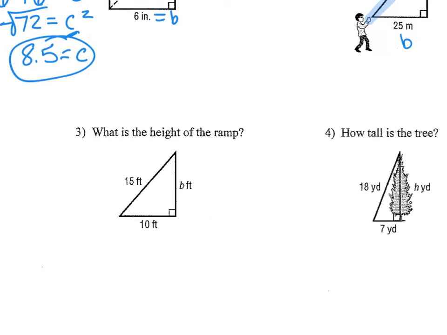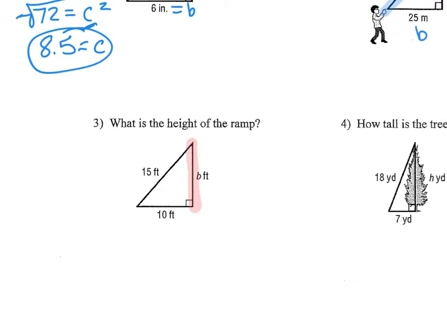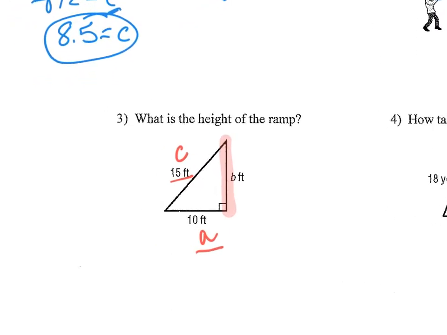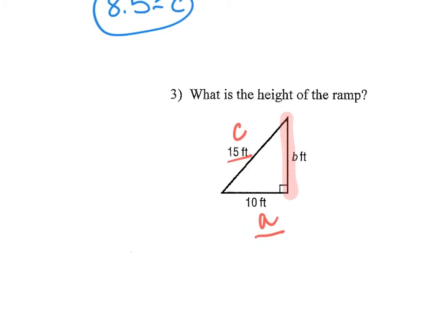Number 3, what's the height of the ramp? Here we go. So we can use a shortcut here. So that's what we're missing. But we've got A. I don't know why they're flipped around. I always label A up here, but it doesn't really matter because the legs are really interchangeable, so that's okay. So since I have C and I have a leg, what am I going to do? Am I going to add or am I going to subtract? I'm going to subtract. I'm going to take c squared, and I'm going to subtract the leg that I have the measurement for. So that would be a. So minus a squared equals b squared.